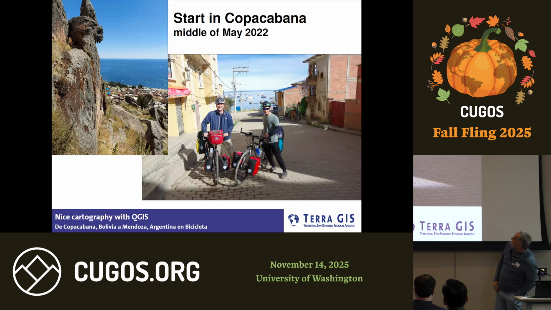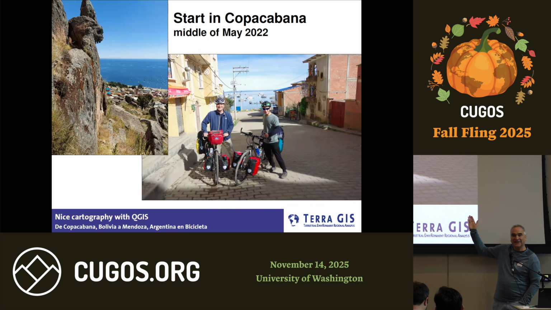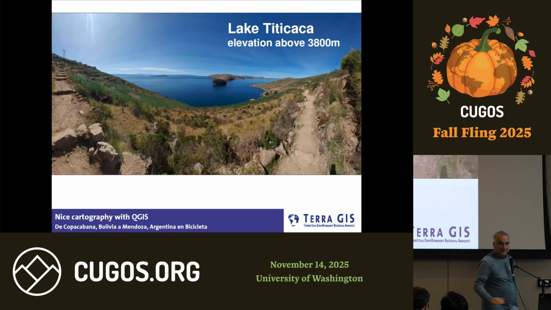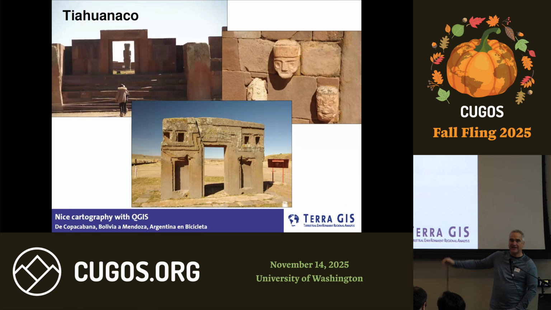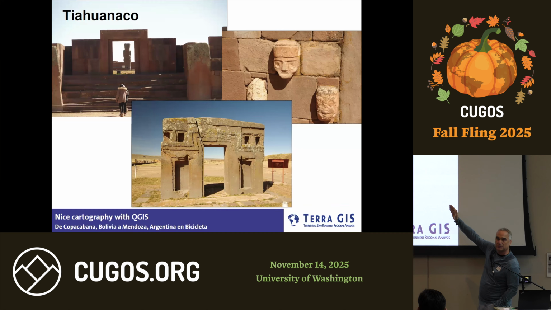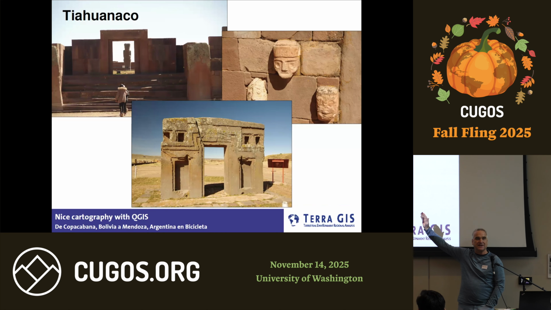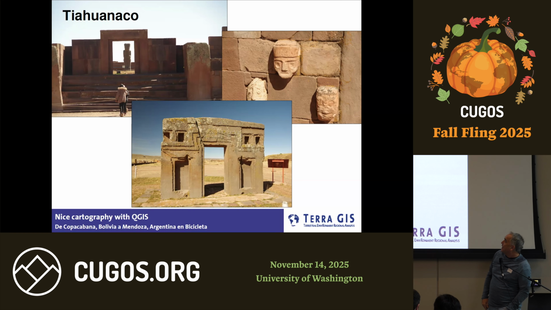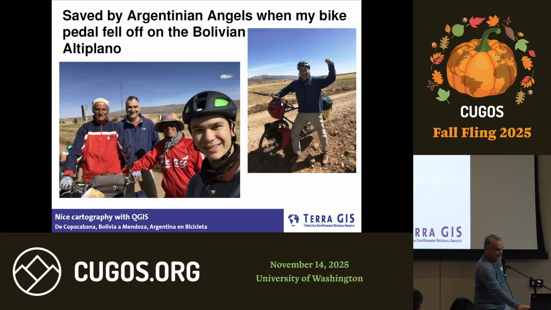So this is Copacabana on Lake Titicaca. First day cycling, crystal clear waters of Lake Titicaca at an elevation over 3,800 meters. So that's for non-metric vehicles, 14,000 feet. On the first day we went to a place older than the Aztecs. Tiwanaku is like the ancient stuff in Peru. And yeah, we passed by there.